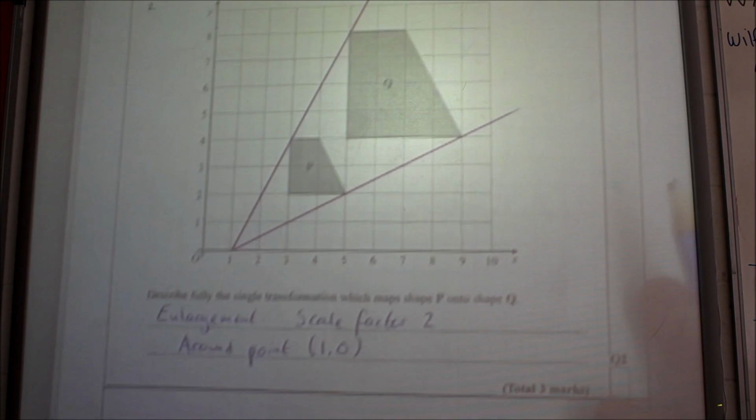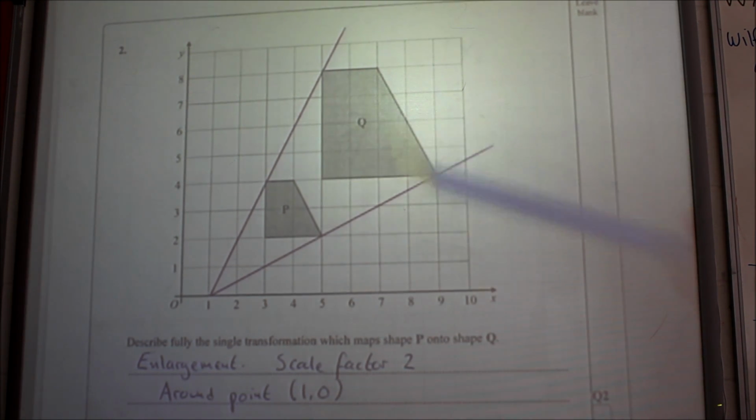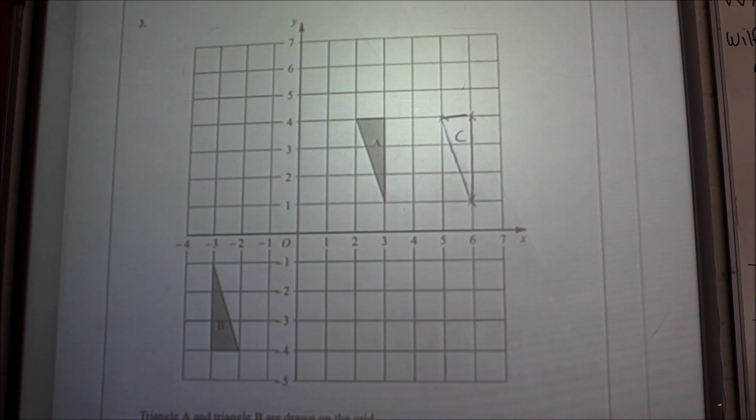Question number 2. Describe fully the single transformation that maps shape P onto shape Q. There's 3 marks. You get 1 mark for saying it is an enlargement, because it's got bigger.